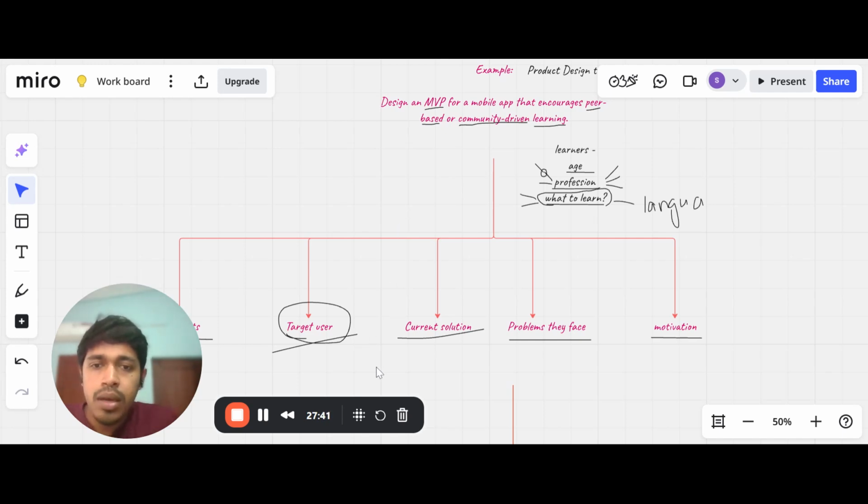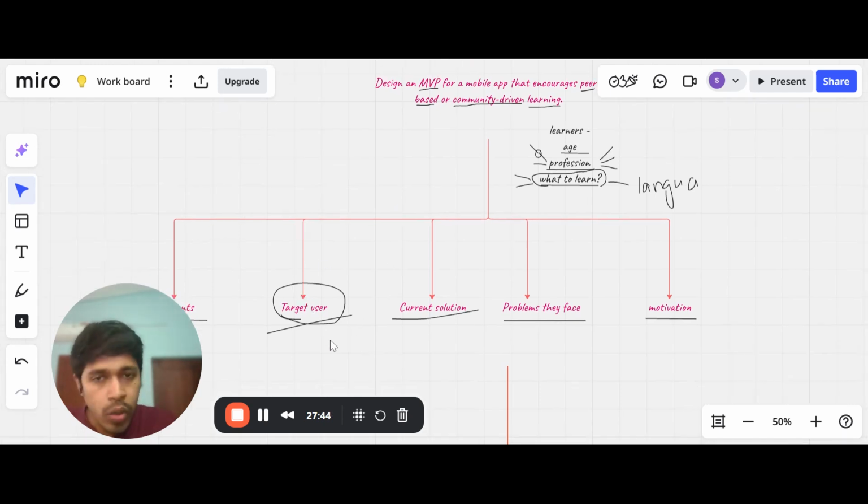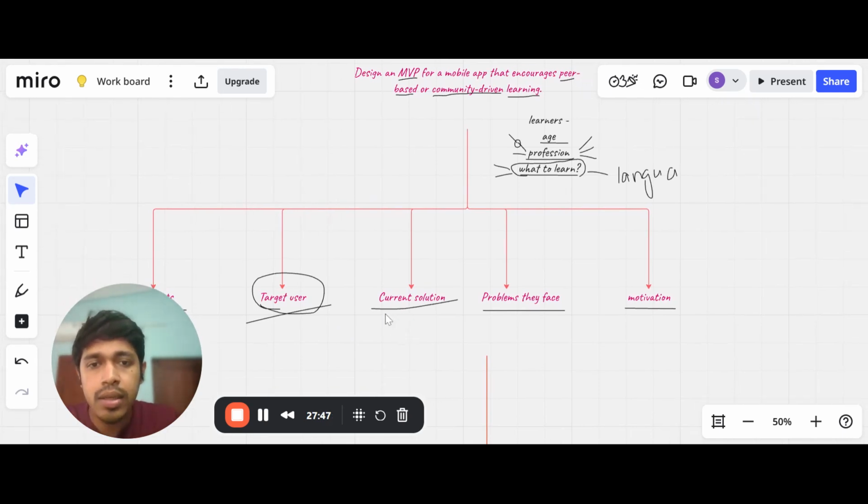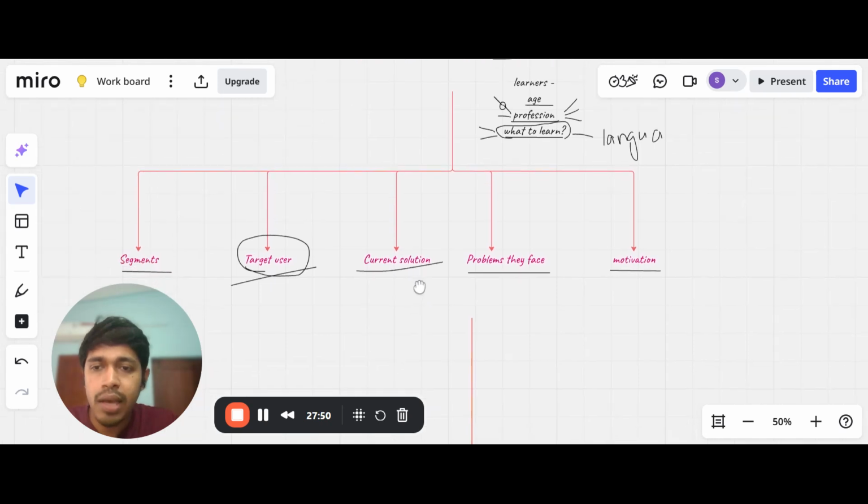That's it. Once you talk to the interviewer and decide a target user, then you think about the current solution they have, you think about the problems they face, and then the motivation. So this is how you think about users. Usually you'll get probably 20 minutes to solve a case, right? Out of that, you will have 5 minutes probably to clarify and ask these kinds of questions. So in 5 or 7 minutes, you have to really ask a few questions about all these components.